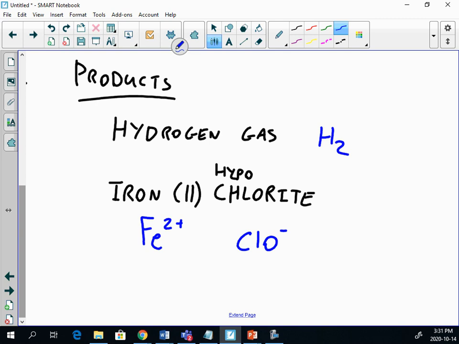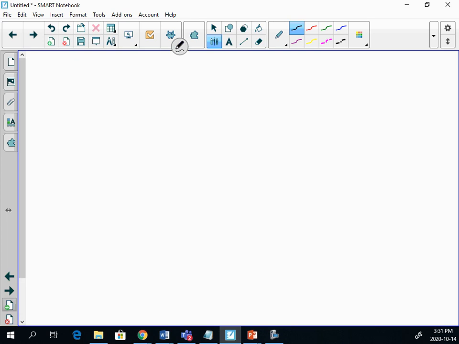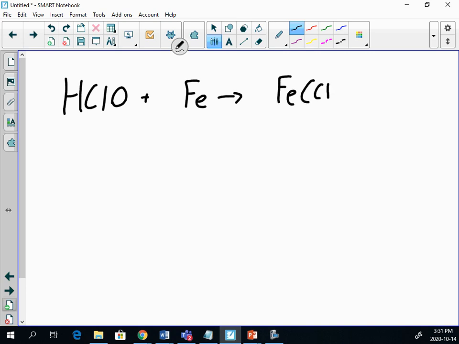So to balance those out, you're going to need 2 groups of the ClO minus, and you're going to get Fe(ClO)2. Okay, so now I know my reactants, I know my products, I can write out this complete reaction. I can write out HClO, my acid, reacting with my iron metal to produce Fe(ClO)2 and my H2 gas.